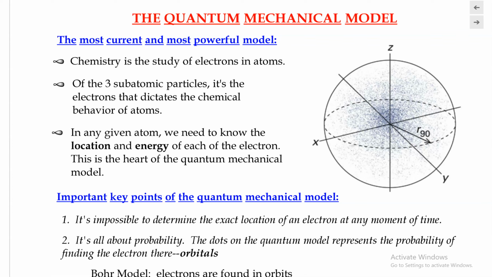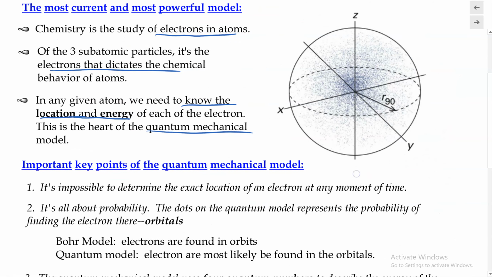Because chemistry is the study of electrons, and of the three subatomic particles, it turned out that it is the electron that dictates the chemical property of the atom. So, given any atom, we need to know the location and the energy of each electron. This is the heart of the quantum mechanical model, which helps us predict the location of the electron and how much energy it has. Combining those two together helps us understand the chemical behavior of the atom.